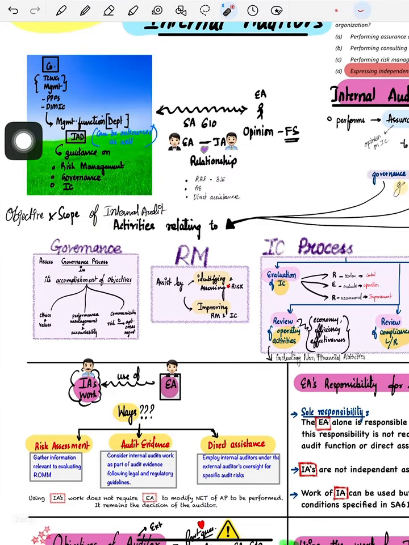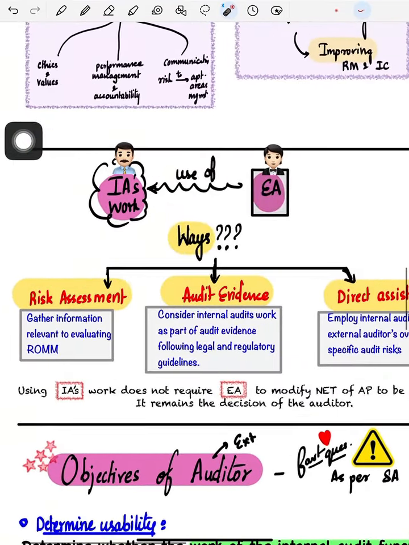Next, the external auditor wants to use the internal auditor's work. In what way can the external auditor use the internal auditor's work? The external auditor can use it for risk assessment. He can gather information that is relevant to evaluating the risk of material misstatement. Then he can use the internal auditor's work as audit evidence, following legal and regulatory guidelines.